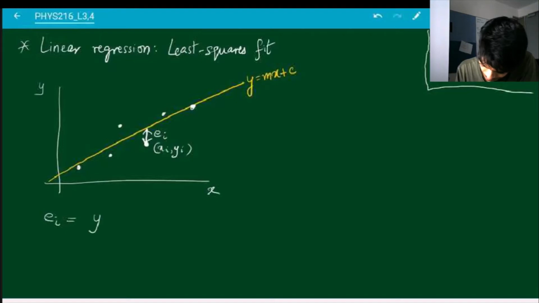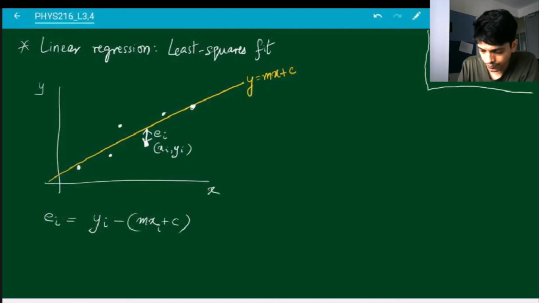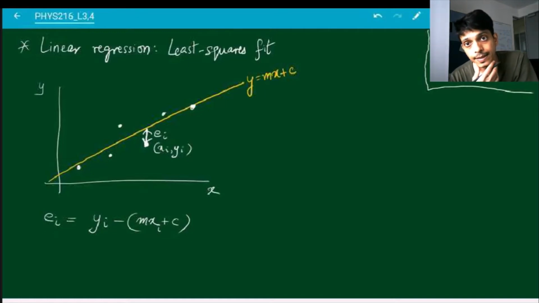So this ei is given by yi minus mxi plus c. So yi is the y coordinate of the point that we have measured in the actual experiment, and the y that is expected from the straight line is mx plus c, actually mxi plus c, because at this particular value of xi, the value of the straight line is mxi plus c. So this gives you the deviation of this point from the straight line.